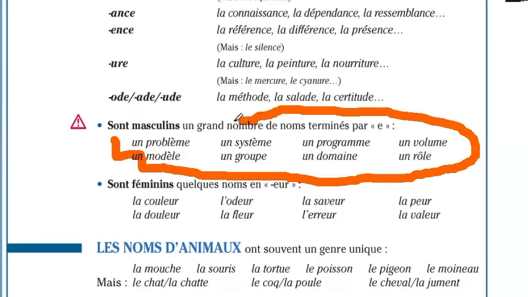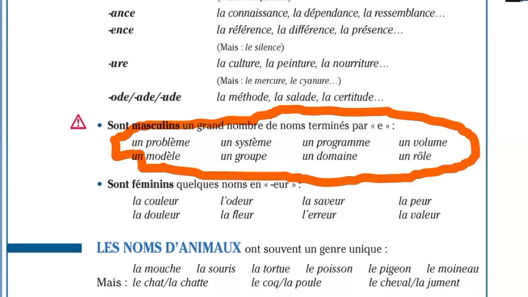They all end in E. So that negates the gospel that when it ends in E, it's going to be feminine. It's a lie. Un problème, un système, un programme, un volume, un modèle, un groupe, un domaine, un rôle. These are all masculine. The same thing people tell you: when it ends in EUR, it is feminine. Rather, it is masculine.